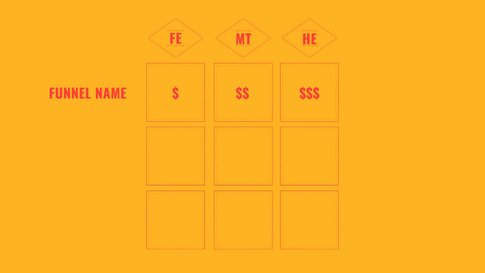So we give the funnel a name, and that can be anything that you want it to be. And then we look at the column structure. So as I touched on briefly, we have FE, which is front end. We have MT in the middle column, which is mid-ticket. And then we have HE in the final column, which is high end. And you can see as we work across the grid, obviously across the row, then we have a single dollar sign. We have a double dollar sign and a triple dollar sign in each of the following boxes.